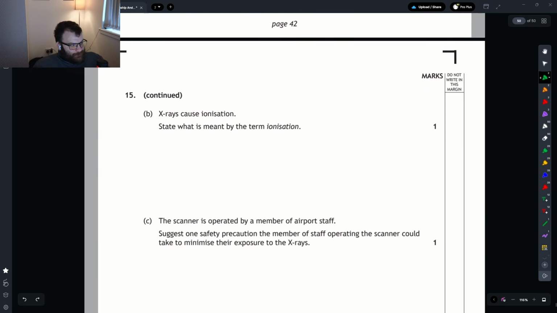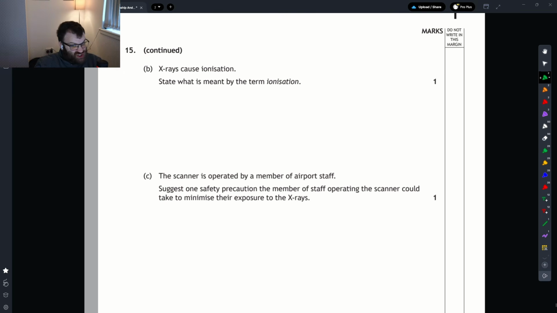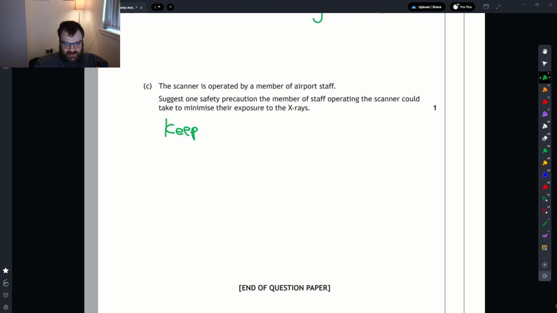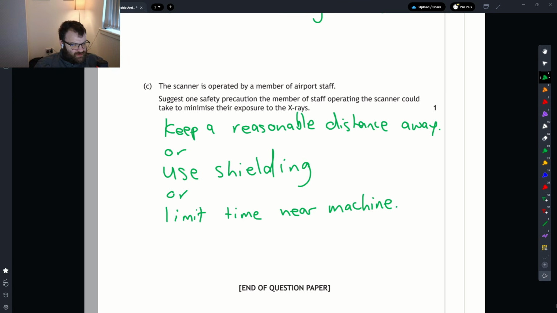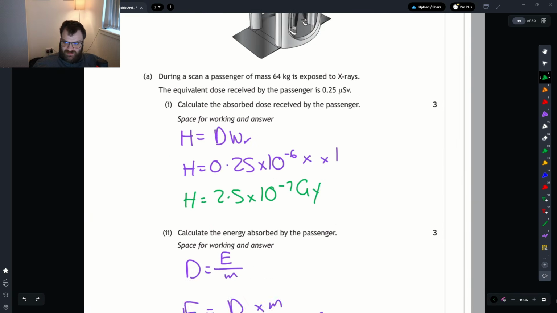Ionization is when a particle or an atom loses or gains electrons. In physics, it's nearly always going to be losing electrons rather than gaining them. One precaution, keep a reasonable distance away, or you could use shielding. So either personal protective equipment or staying away from it, going round the corner and having stuff put in as well. And another one would be time, or limit time near the machine. Yeah, distance would probably be my top pick there.